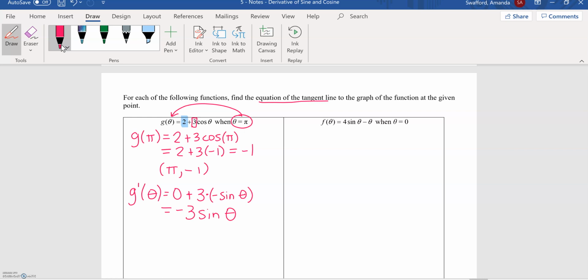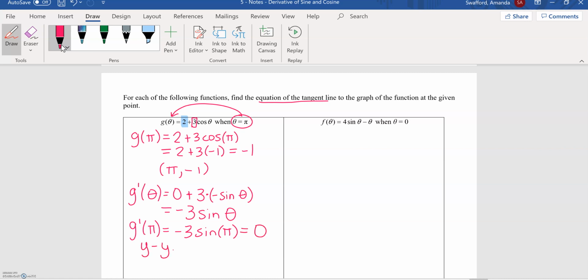Notice I didn't use any kind of power rule with cosine. I just know that the derivative of cosine is negative sine, and that's how it transforms. The 3 is a coefficient. It just stays in front and gets multiplied just like it did in the power rule. So now I have to evaluate my derivative at pi so that I can write my tangent line equation. Sine of pi is 0, so my derivative is 0.